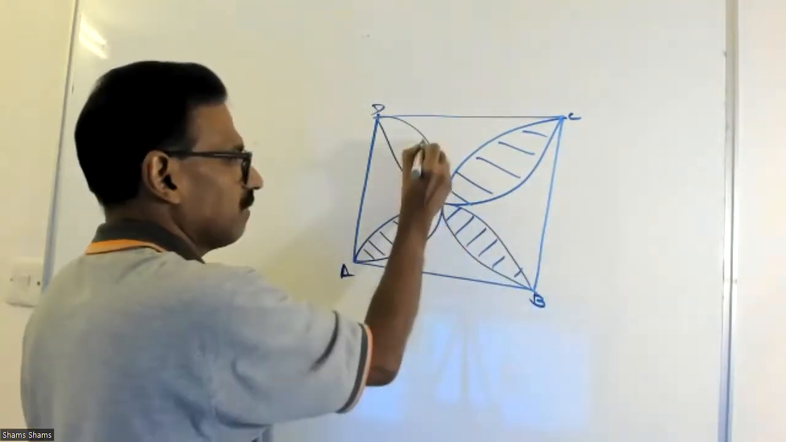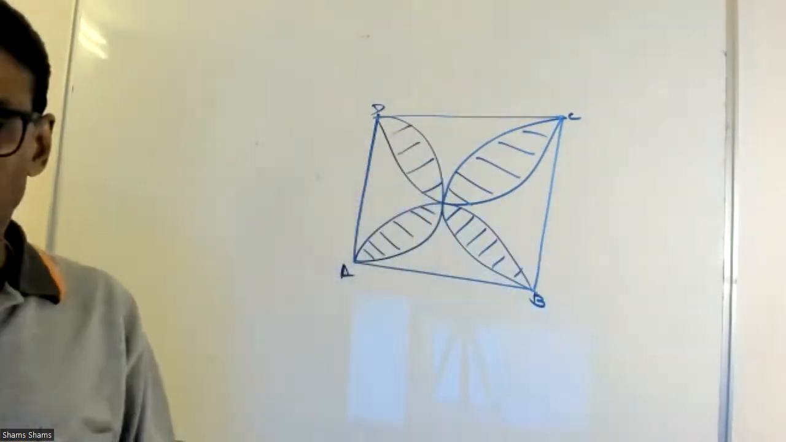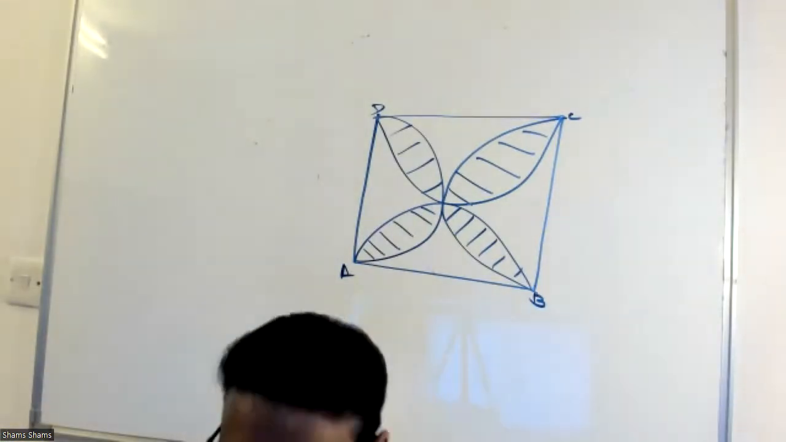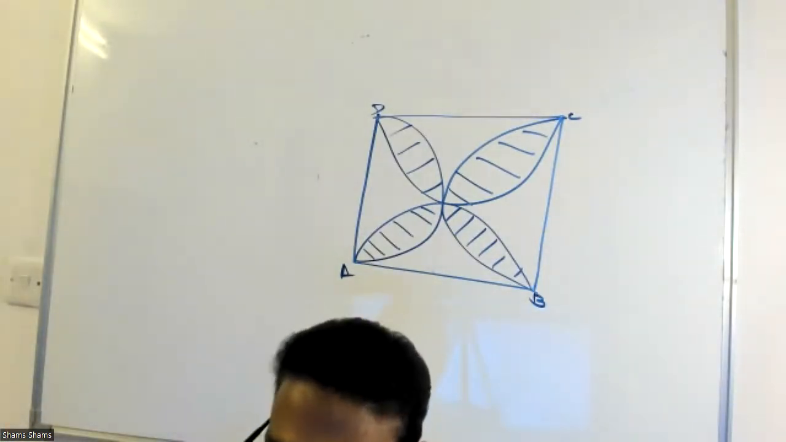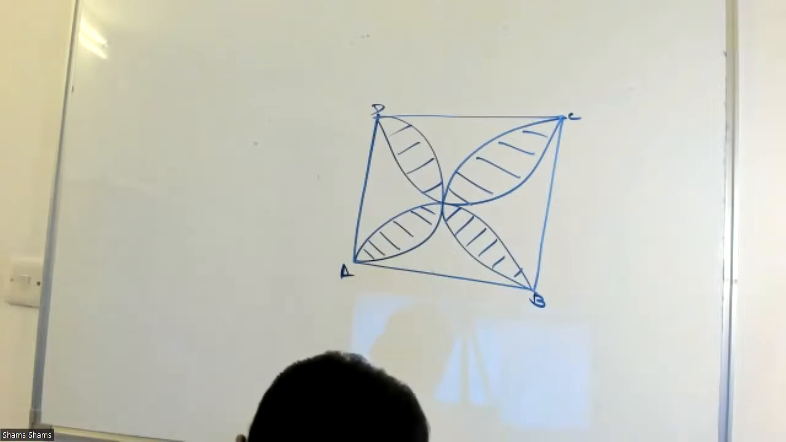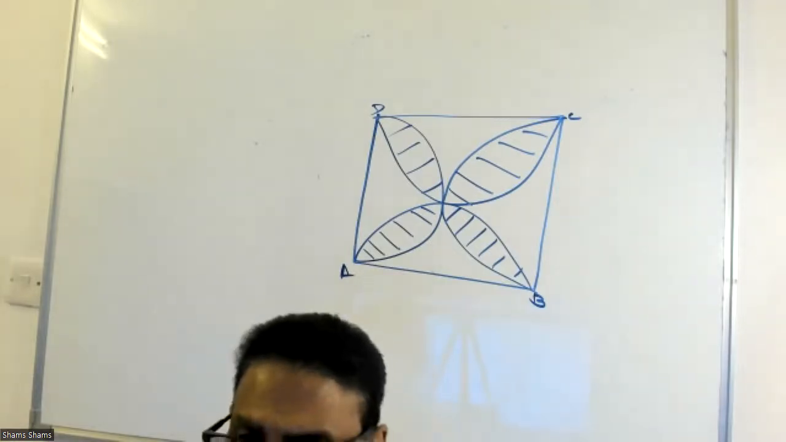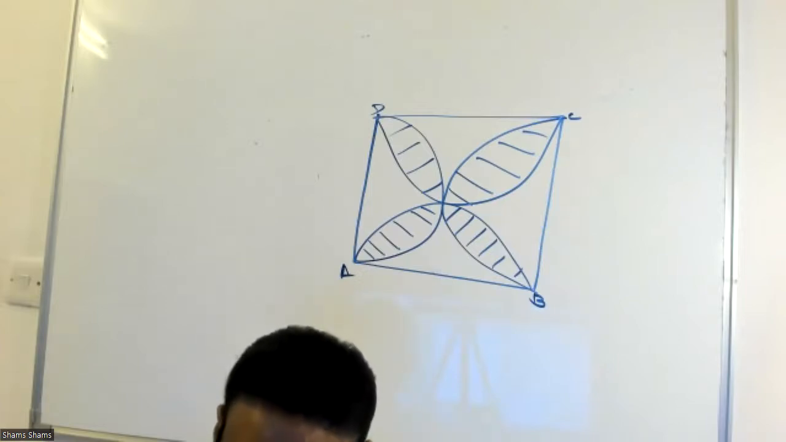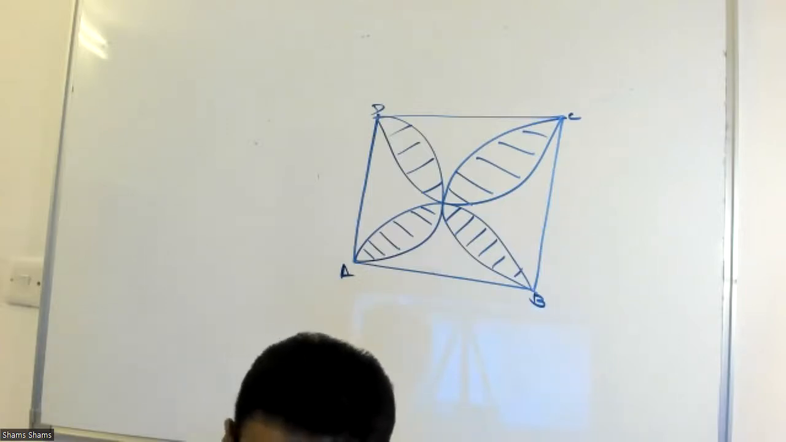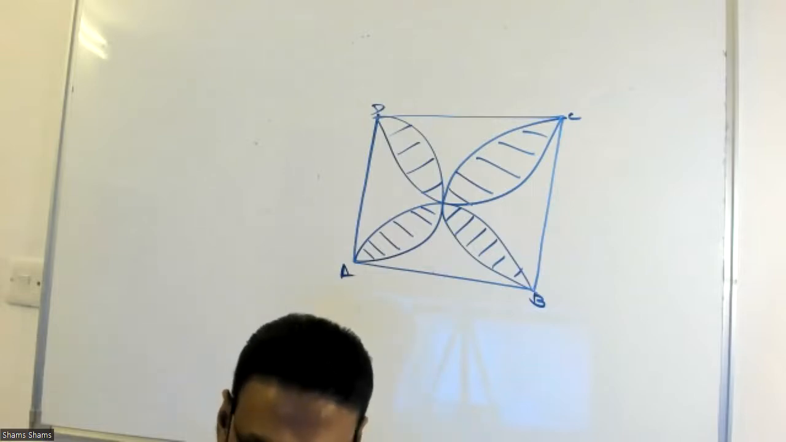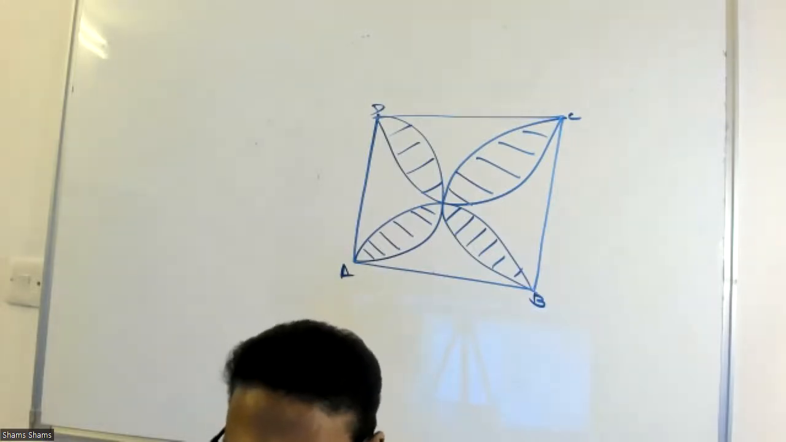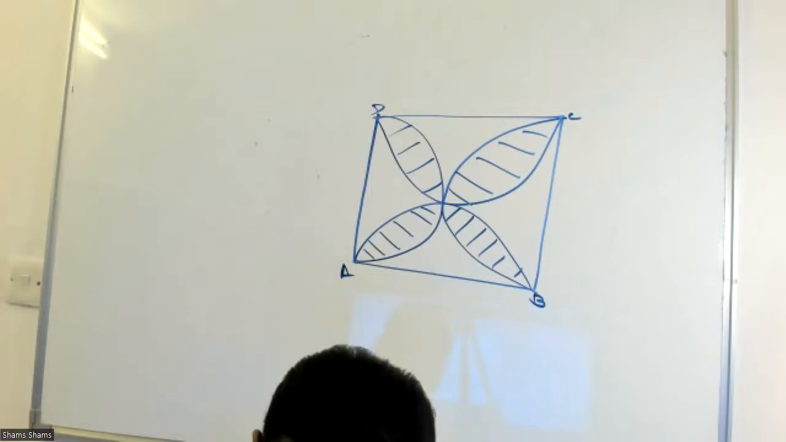Okay, this is the figure. Question clear or not? ABCD is a square of side 10 centimeter. Semicircles are drawn with each side of the square as diameter. Find the area of the shaded region.